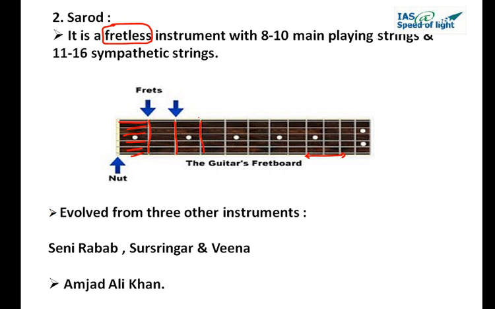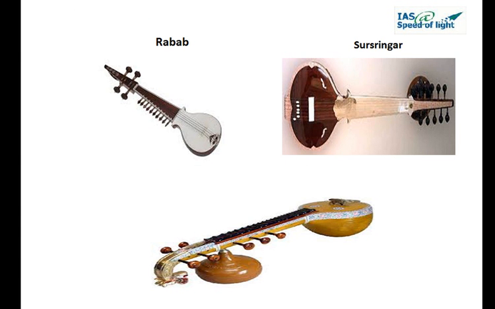So if you see sarod, these frets are not there, so it is a fretless instrument, evolved from 3 other instruments like Seni Rabab, Shoshwi and Veena. These all are old instruments. Amjad Ali Khan is a very important name associated with sarod. So this is Rabab, this is Shoshwi, and this is Veena.